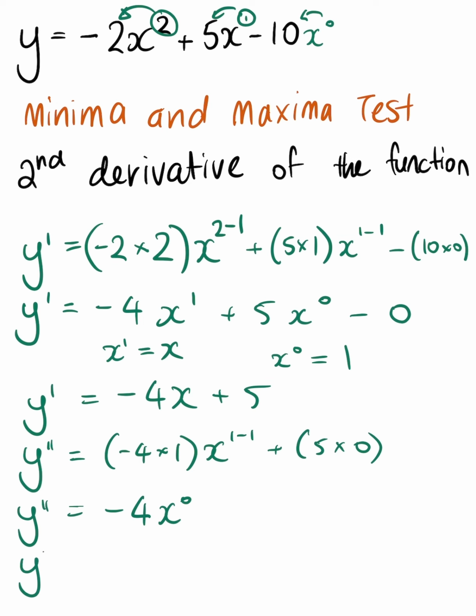And then that's going to now leave us with negative 4x to the power of 0 plus 0, so it's just going to be x to the power of 0 times negative 4, which is just the same as negative 4. And so now we've got a negative number, so that lets us know that this function is going to have a maxima in it. So we know that there's going to be some value where it's going to be the highest point possible.